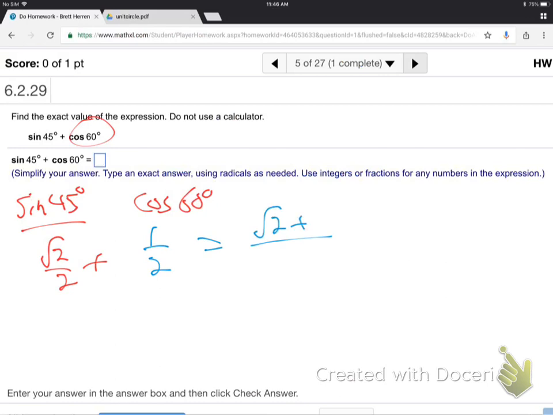So there we go. You put them together, you have a common denominator. Boom, done. They want it that way. They don't want decimals. Exact answers. No rounded decimals. No calculator. Good on that? Questions?